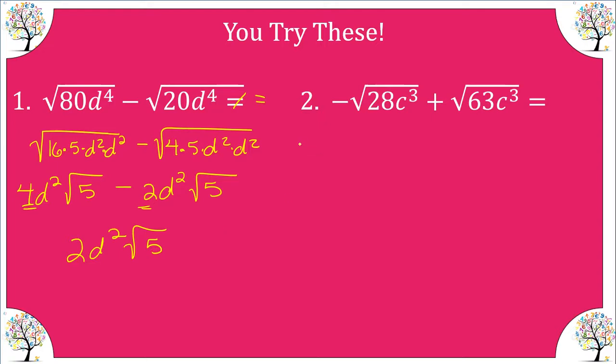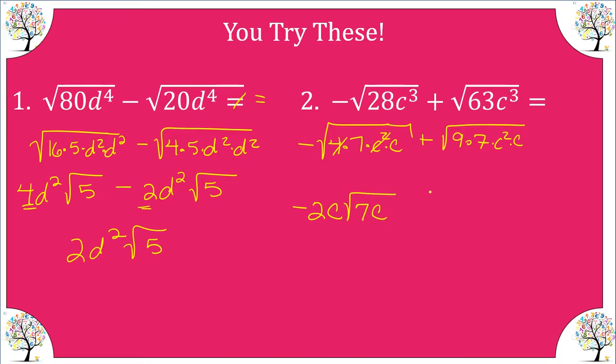And number 2, we have the understood -1, 4 times 7 times c squared times c, plus 9 times 7 times c squared times c. The square root of 4 is 2, so that's -2c. And then we are left with 7c as our radical. We have plus the square root of 9 is 3. The square root of c squared is c. And we're left with radical 7c. So -2c plus positive 3c is positive 1c times the square root of 7c.